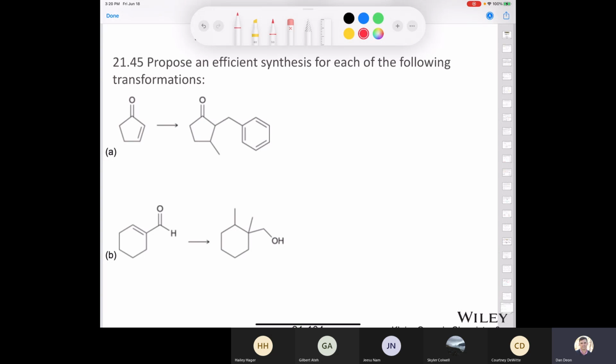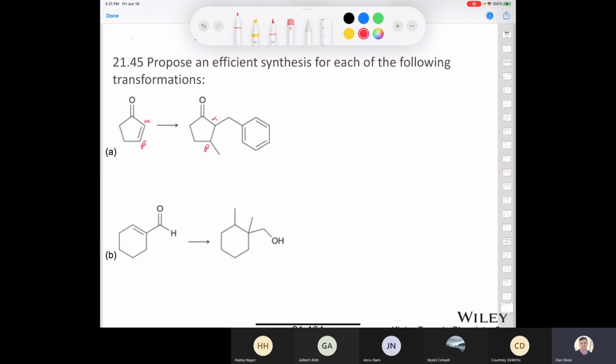So this one says propose an efficient synthesis of each of the following. So we have an alpha beta unsaturated ketone here. We have substitution at the alpha position. We also have substitution at the beta position. And you remember that I showed you how to do this once we get into section 21.7.